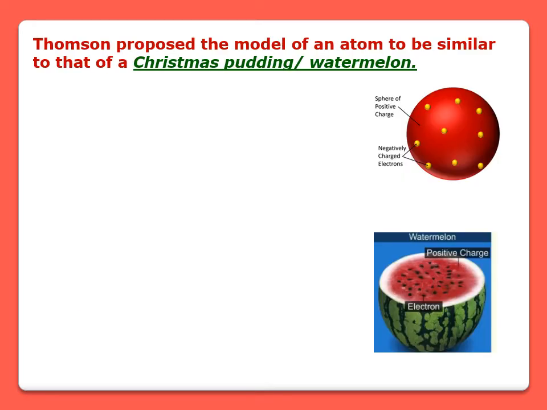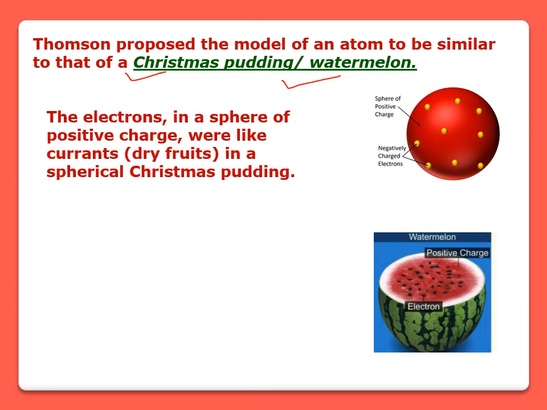J.J. Thomson proposed a model of an atom that was similar to a Christmas pudding or watermelon. Why was it called the pudding model or watermelon model? Because he said that electrons in a sphere of positive charge were like dry fruits in a spherical Christmas pudding. Let me explain it to you. Just follow my marker. Consider this sphere a bowl of pudding, and these are the dry fruits in the pudding.